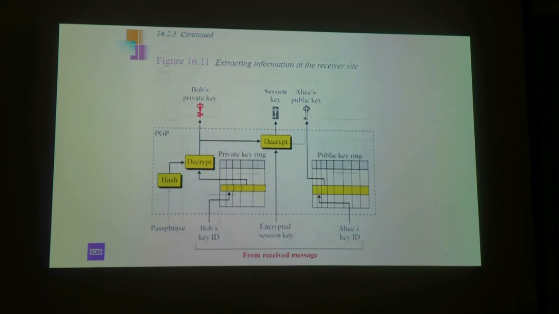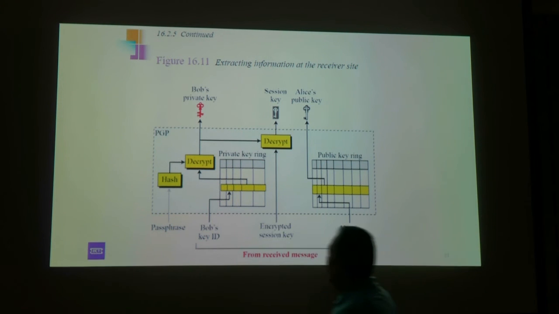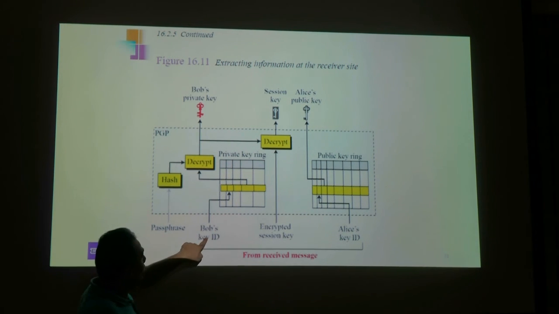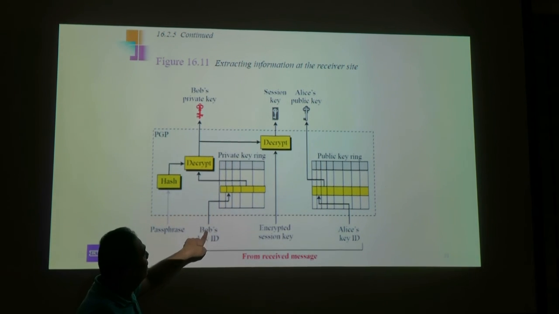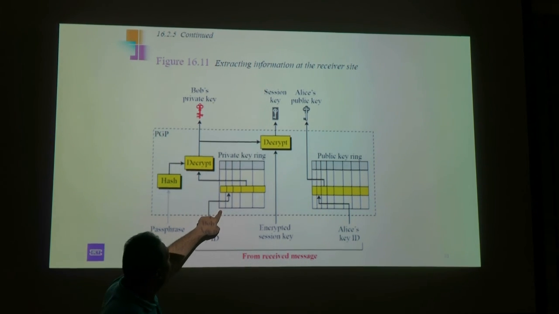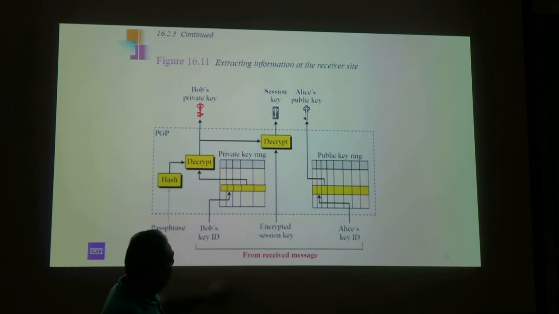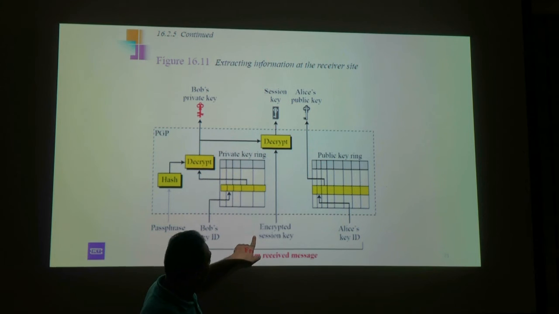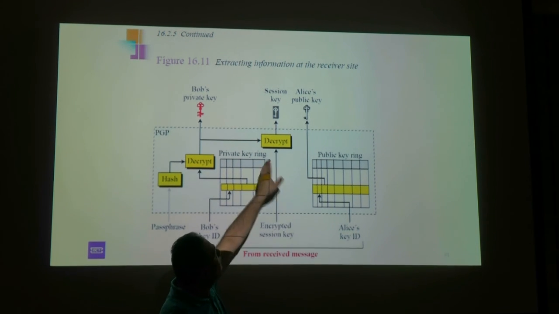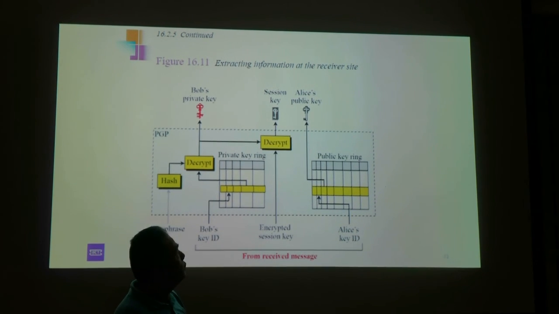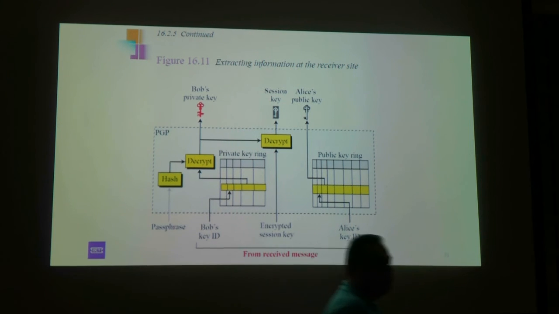At the receiver, what are you going to do? You're going to have Bob's ID. What do you need it for? To decrypt the shared key. So you use it, and after decrypting the shared key, you get the shared key. And then you get the encrypted shared key, and Alice's public key for the signature.